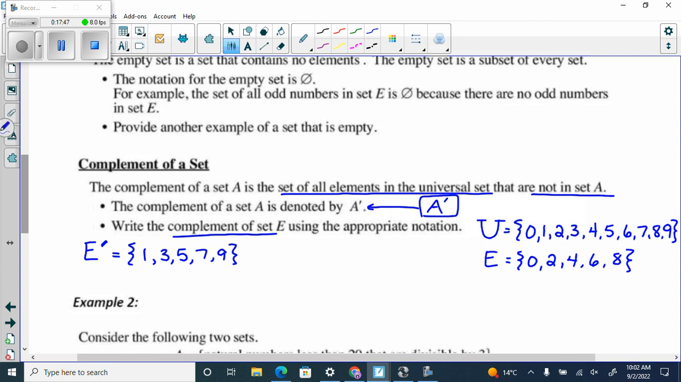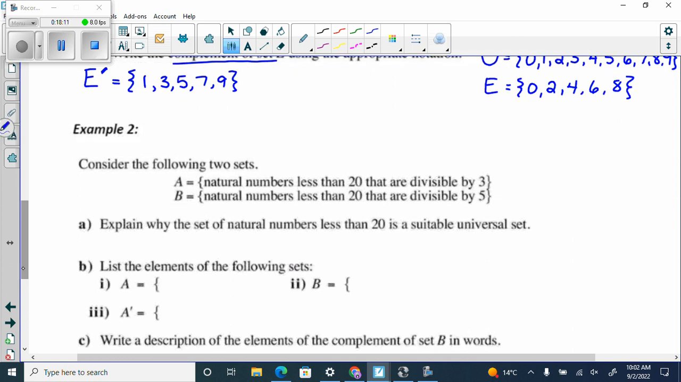Let's check it out. So E has 0, not E has 1. E has 2, not E has 3. E has 4, not E has 5. E has 6, not E has 7. E has 8, not E has 9. That's the whole universal set. So I know I'm right, because they should make the universal set when you put all their numbers back together. Does that make sense? All right, let's look at example 2.